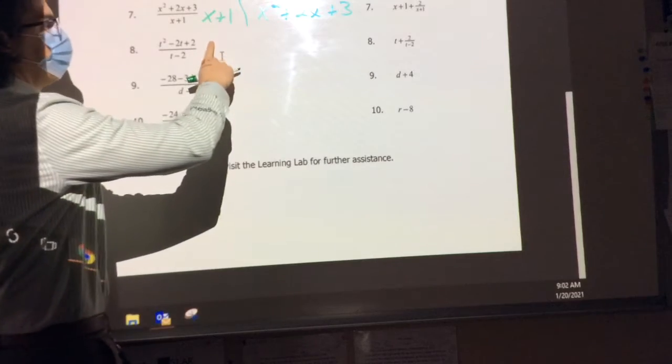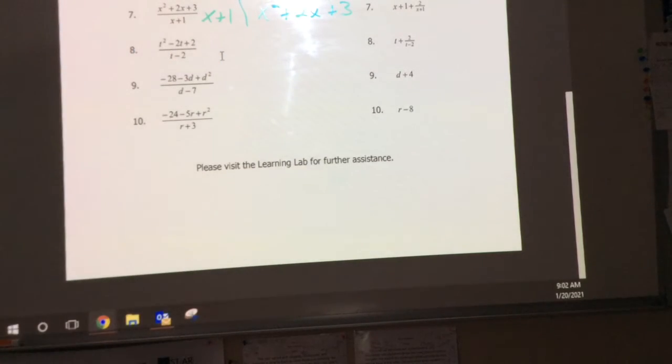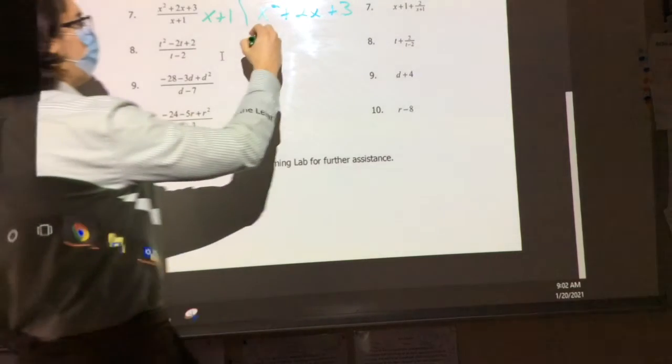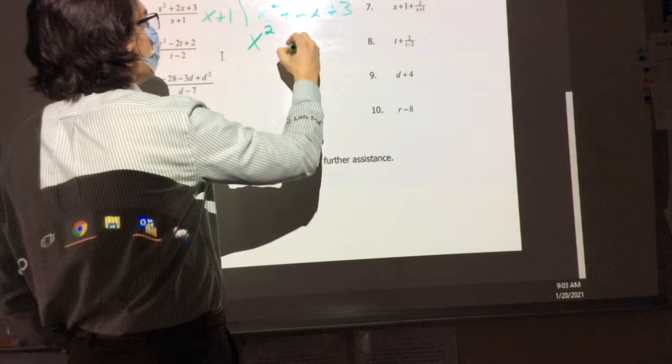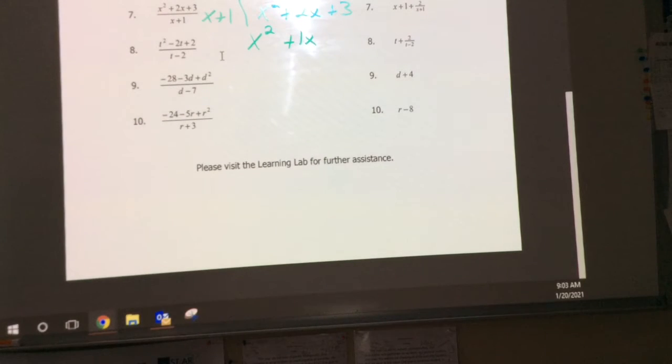X squared divided by x, which gives me, okay, good. Bless you. Luke, what do I do next? Yep, that's going to give me x squared plus 1x. Everybody okay there so far? Addison, now what?